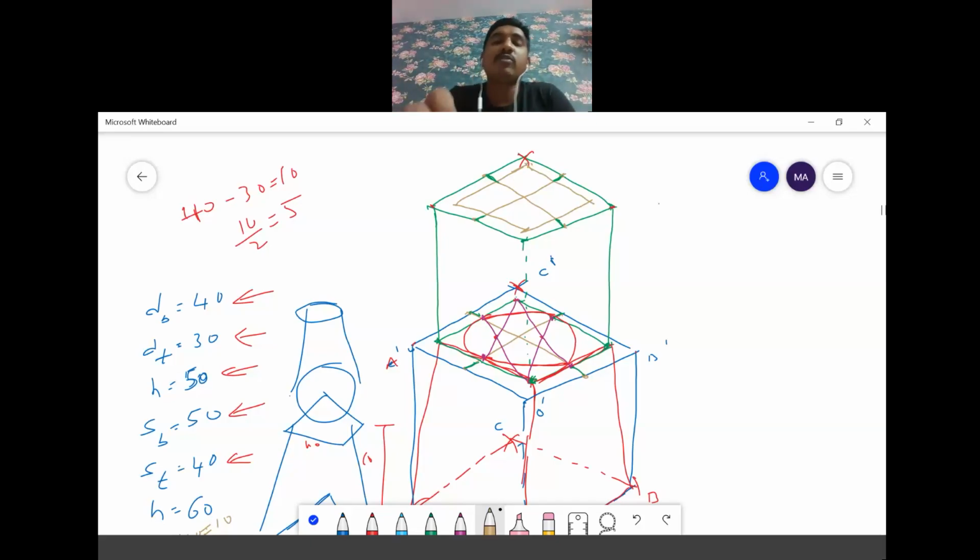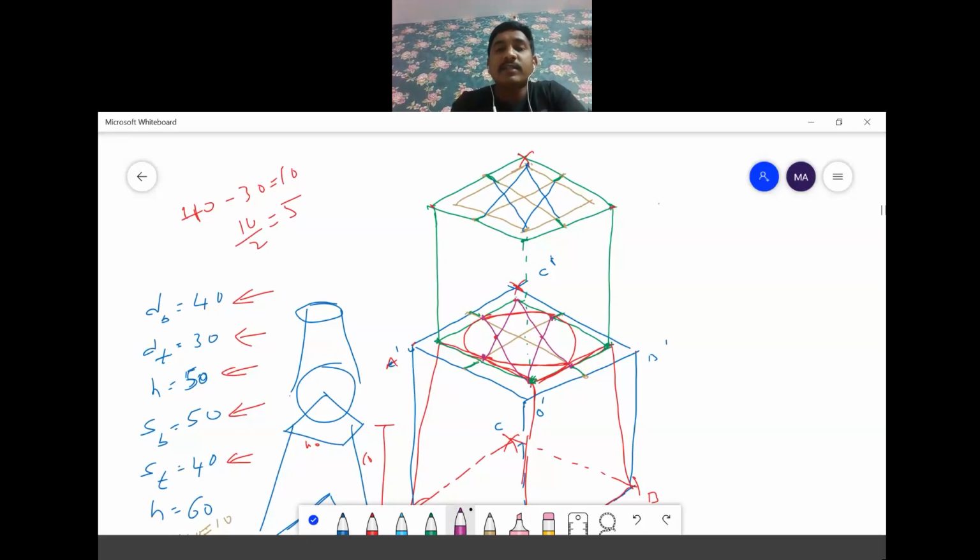After that, you have to draw a circle with a diameter of 30 mm. So again I am using the four center method to construct a circle. I am joining from the top vertex to the midpoints which are downwards, and the bottom vertex to the midpoints at the top. Then I am drawing a circle here.